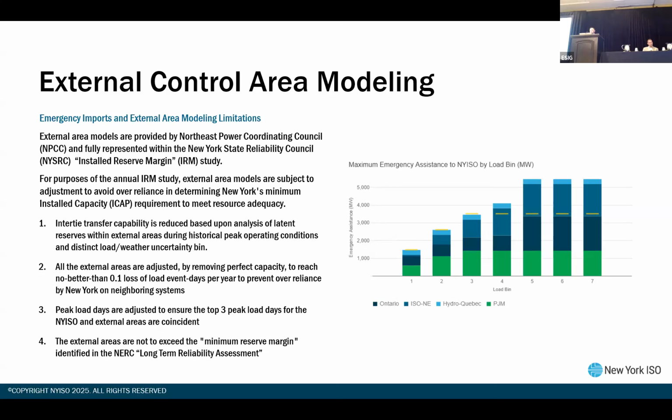And so what you see here in the chart is actually representing that as your load conditions get tighter and tighter, you really want to limit how much emergency imports you would allow into your model. And the effect of this was actually pretty meaningful when it comes to the IRM study.